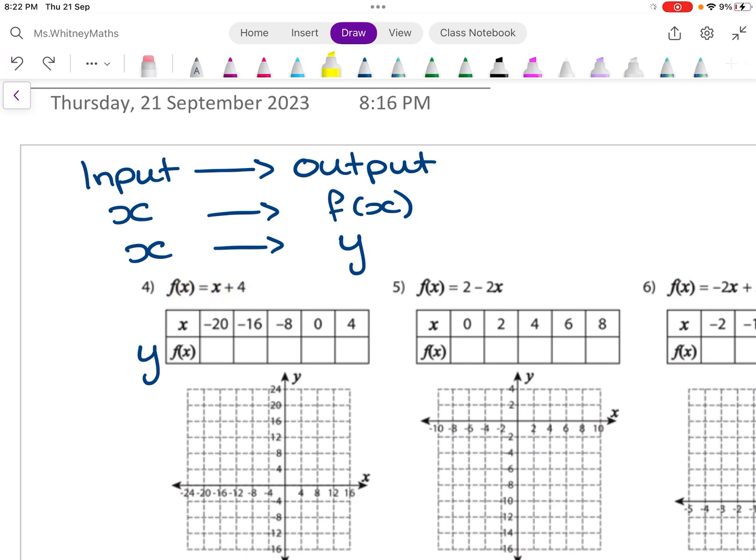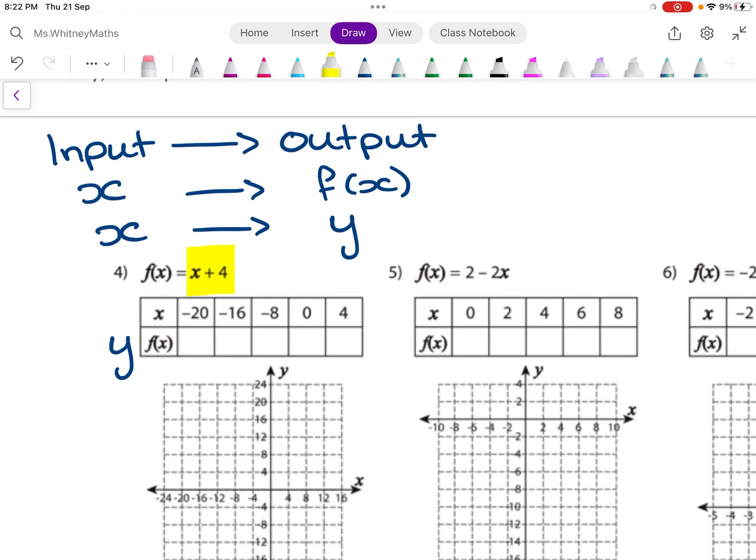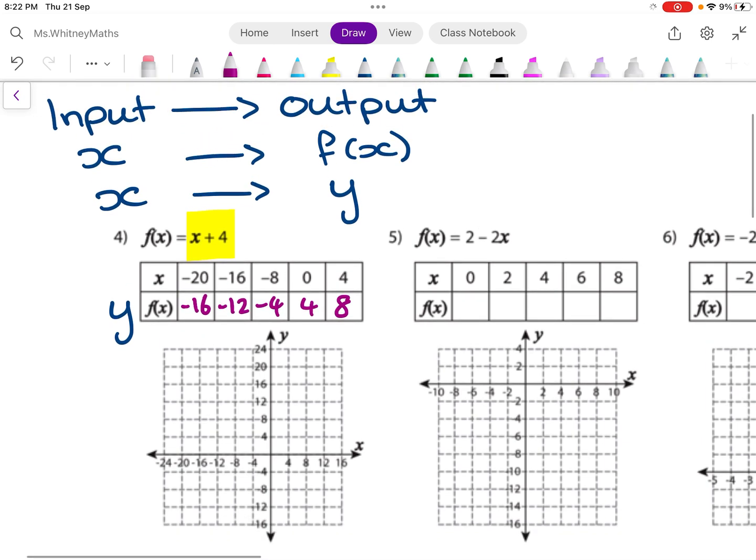The key part of this is the function. So what we're going to do is, for every x value, we're going to add 4. So negative 16, negative 12, negative 8, negative 4, 0, 4, and 8. These are our coordinates. Okay? The first coordinate we're going to go to is negative 20 across, as our x, and y is negative 16. So it's going to be here. Then negative 16, negative 12, negative 8, negative 4, which is here, 0, 4, and 4, 8.